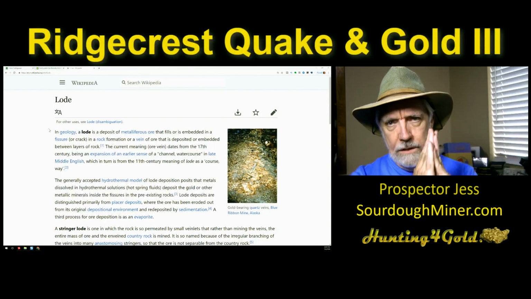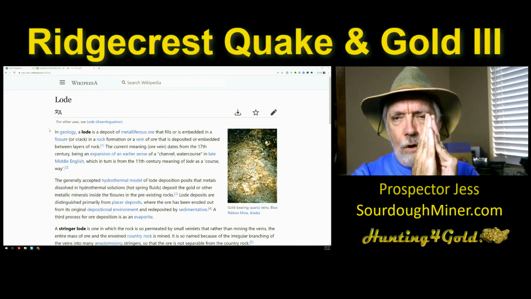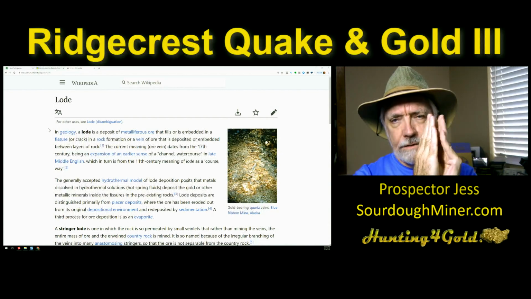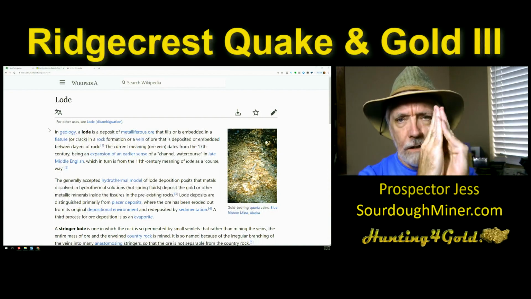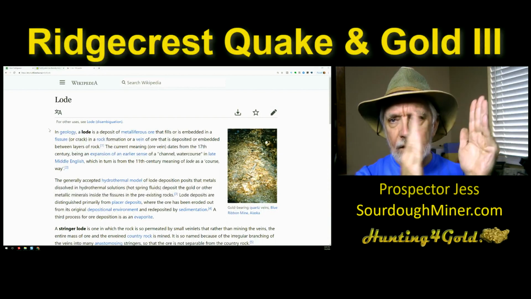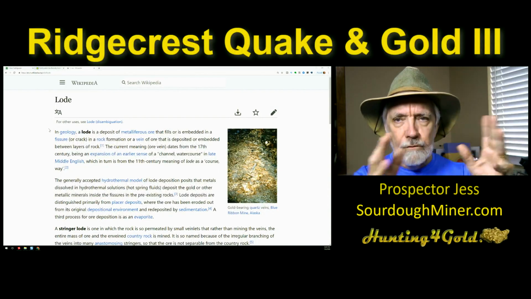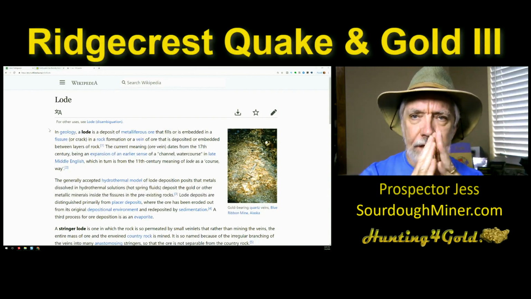In a rock formation, it's a vein of ore that's deposited or embedded between layers of rocks. During an earthquake, the motion involved is so violent and so powerful that fissures are opened up and closed, open and closed during the dynamics of the quake movement. Not just where the quake moved, but near it. And I'll show you that in a second.